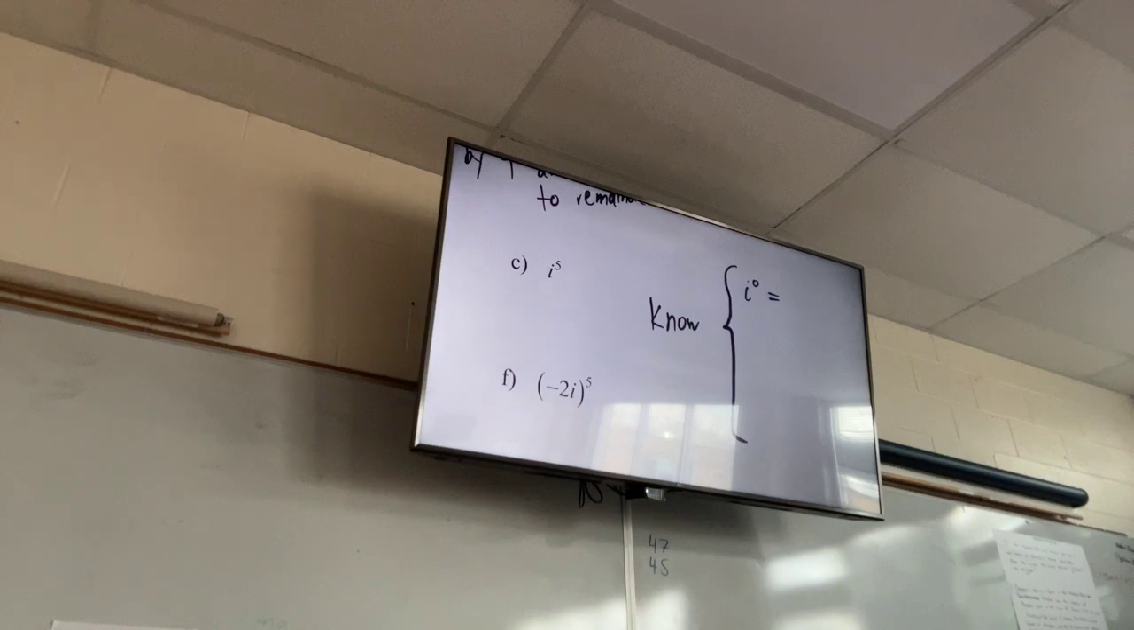Excuse me. What's a number raised to the 0 equal to? 1. Yeah. i to the 1 just equals what? i. Yeah. i squared, what's that? -1. i cubed, that's going to be what? i times i squared, right? Which is going to be what? -i.